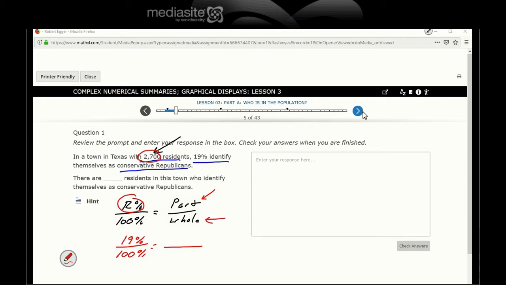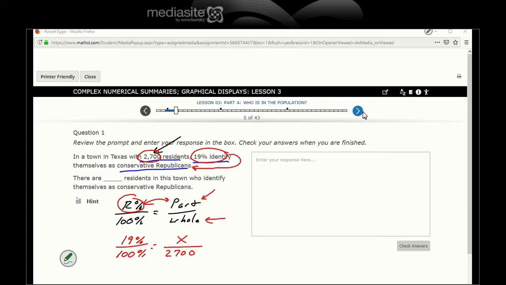Now since the percentage given basically tells you how many are conservative Republicans, the percent and what it's asking for go with each other. Okay. So obviously then the 2,700 must be the whole, which is the population, literally the population that we're looking at. And I'm just going to give this a variable, x.